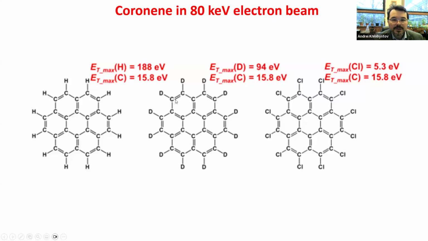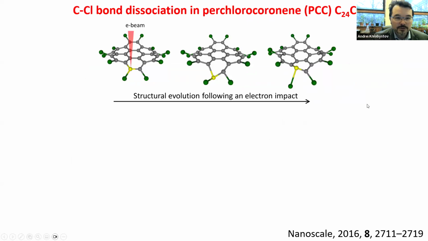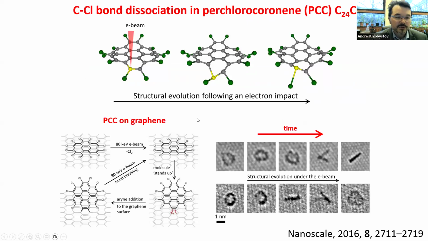We did try to replace hydrogen with deuterium, which of course doubles the atomic mass of the hydrogen atom, and it essentially halves the energy transferred from the electron beam, which makes this molecule survive longer in the electron beam, which is fine, but not long enough. The best thing, of course, is to get rid of hydrogen completely and replace it with chlorine. And chlorine is a much heavier element, and therefore the molecule, which is called perchlorinated coronene, PCC, lasts in the electron beam much longer, and we can study the dynamics of this molecule.